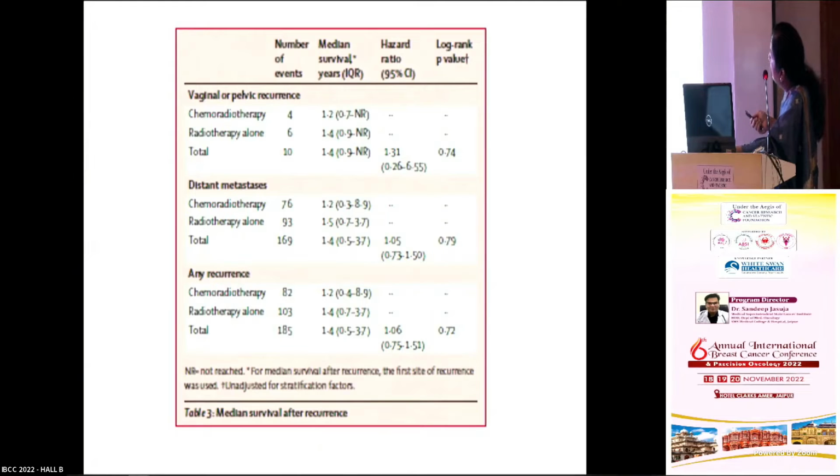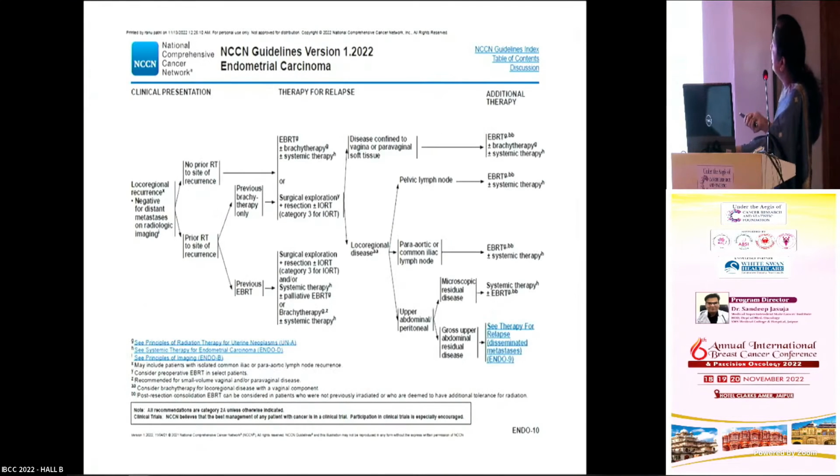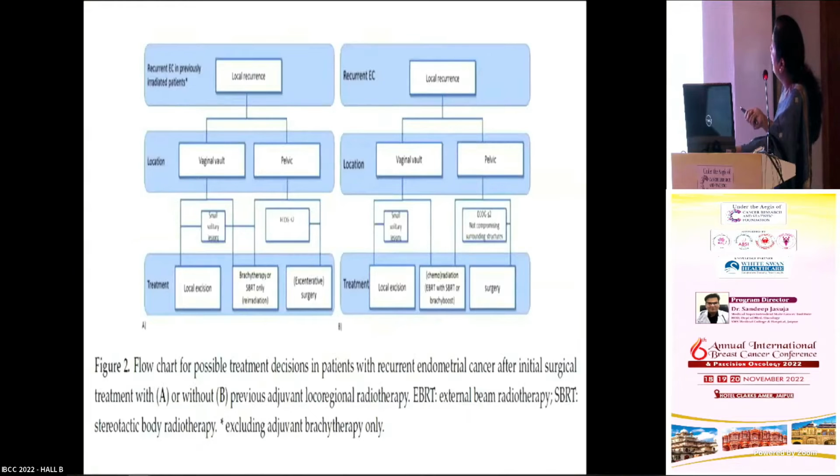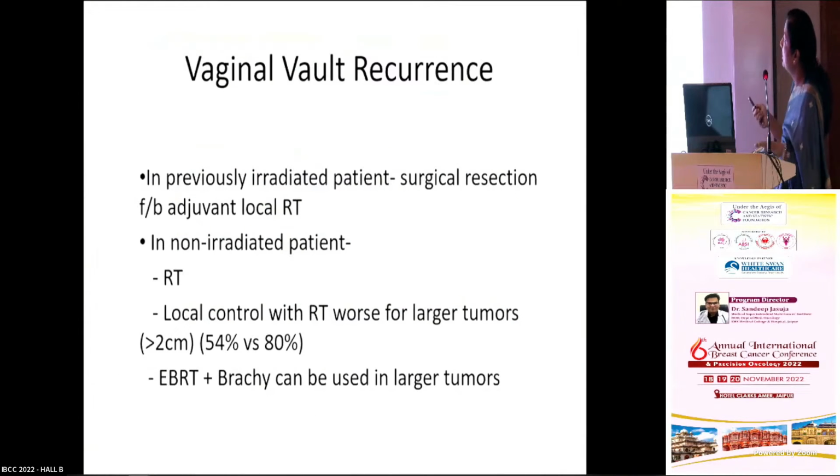So these are the recurrences after chemoradiotherapy and radiotherapy alone. This I think I've already told you. Again, NCCN guidelines, we will just go through a flow chart for this. I will just highlight here, when we face vaginal vault recurrence in a previously irradiated patient, we must go for a surgical resection if it is feasible, followed by adjuvant local RT. If the patient is not irradiated previously, we can directly give her radiotherapy. But local control with radiotherapy is worse for larger tumors.